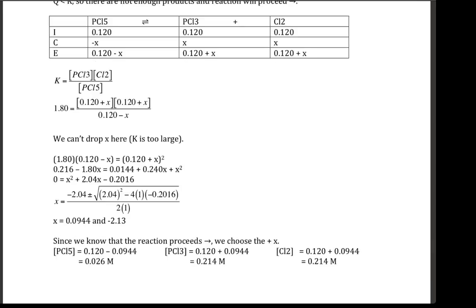We get 2 roots for X, 0.0944 and negative 2.13. Well, we know X is positive. We went through all the comparison of Q and K to determine that. So we drop the negative root. And so we find the PCl5 concentration at equilibrium is 0.120 minus 0.0944, or 0.026. The PCl3 concentration is 0.120 plus 0.0944, or 0.214, and the same with the Cl2.